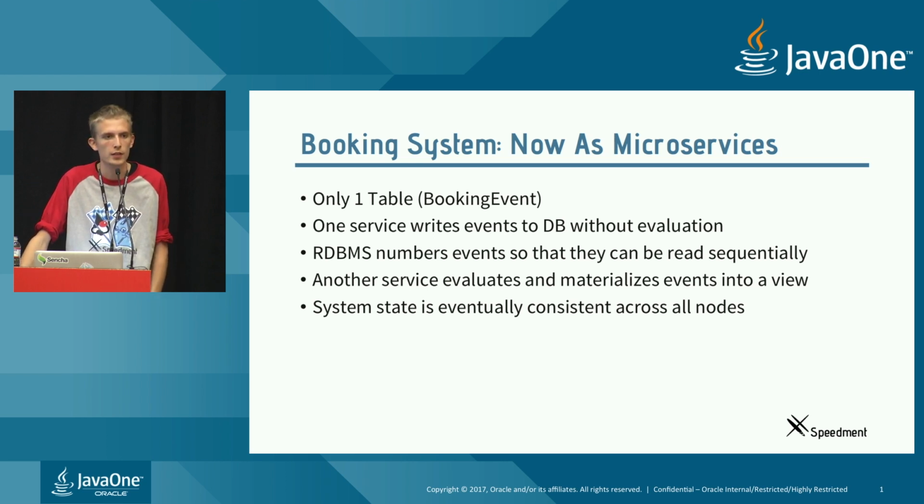The one service that can exist in multiple instances, but the one service that writes to the database, does no evaluation. It might be able to sanitize some HTTP request or something like that, but it never does anything that requires it to know about the state of the system. So everything that's a valid HTTP request is basically inputted into the database. The database then numbers the events so that they can be read sequentially. So the database gives every new event a number so that we know that all the clients, independently of where in the world they are located, will all consume the events in the same order.